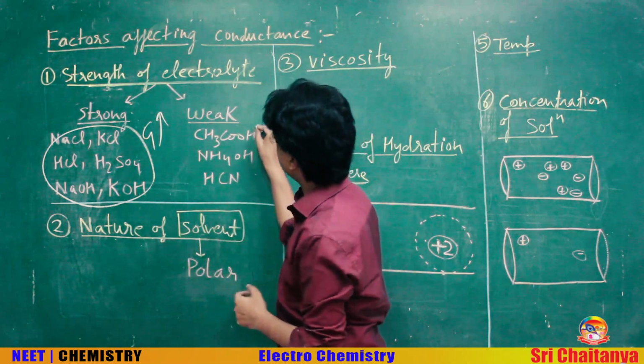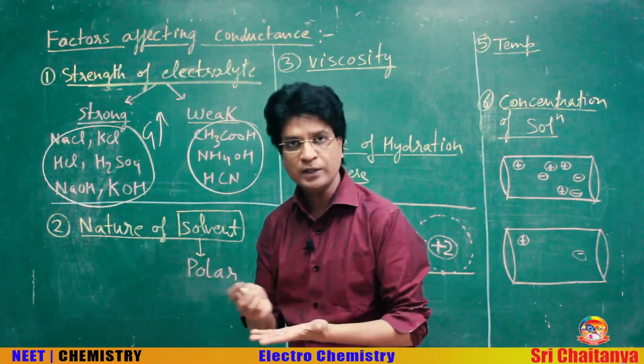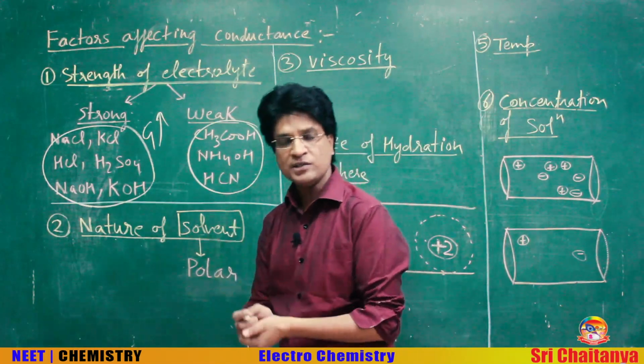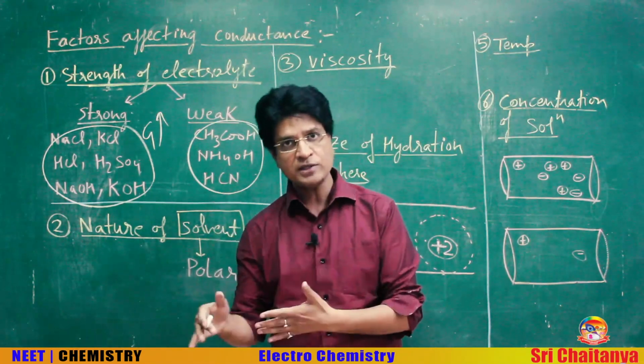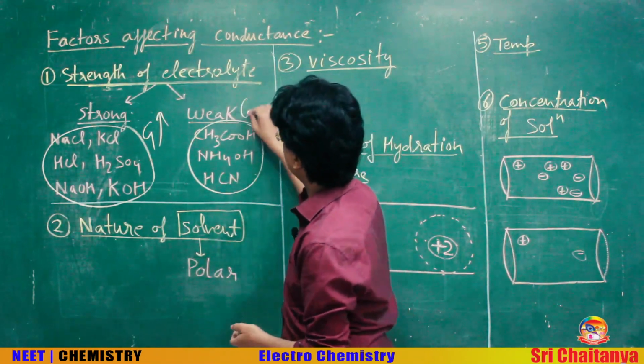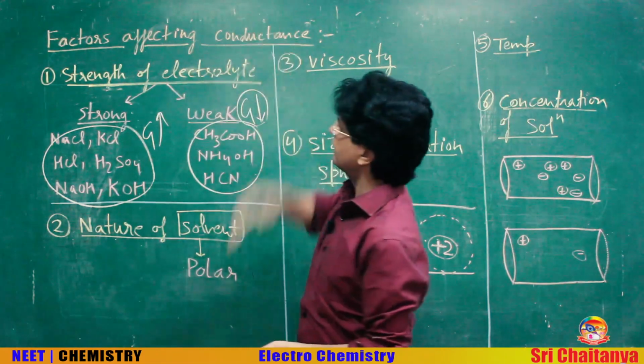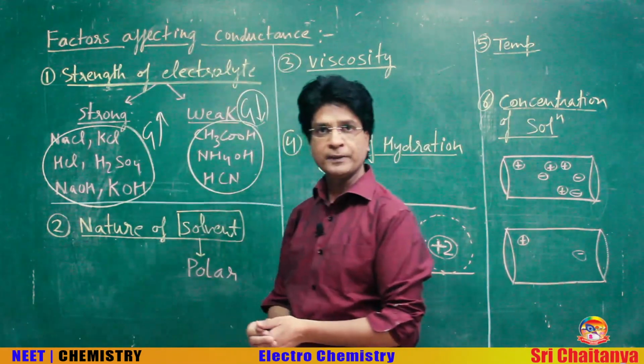But in case of weak electrolytes, the number of ions is less. They dissociate to a lesser extent. If number of ions is less, charge is also less. If charge is less, the flow will also be of lesser charges. So conductance will also be less. So we can say that if we want more conductance, we should choose strong electrolyte.